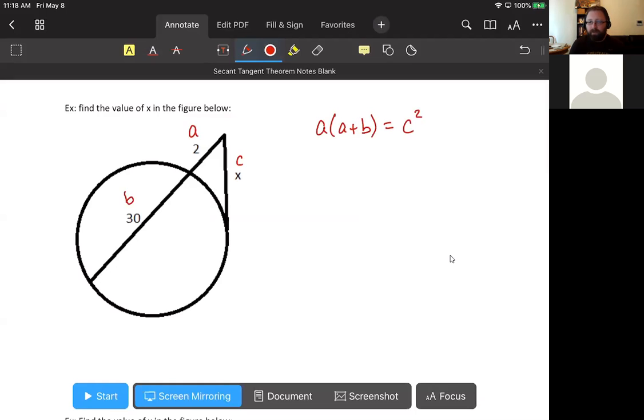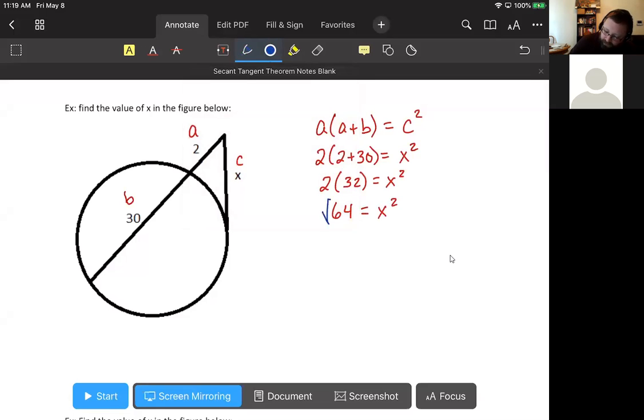So we plug in those numbers. We have 2 times 2 plus 30 equals x squared. From there, we're just going to simplify this. We're going to solve for x. Okay, so we simplify the left side. 2 plus 30 is 32. 2 times 32 is 64.